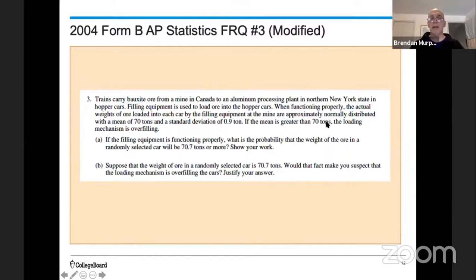If the mean is greater than 70 tons, the loading mechanism is overfilling. Okay, if I own the bauxite ore company, I don't want to overfill all the cars. I would love it if every single car was exactly 70 tons. I don't want to go less than 70 tons because then my customers may get mad. And I don't really want to go way over. So they do say it's approximately normally distributed, and that's good. Probably some of them will be 70 tons, and some of them will be more than 70 tons, and realistically, probably some of them will be a little less than 70 tons. And we just live with that in life. That's just life.